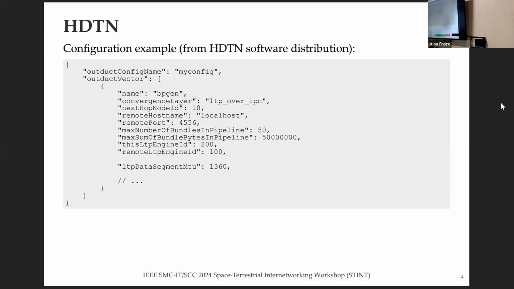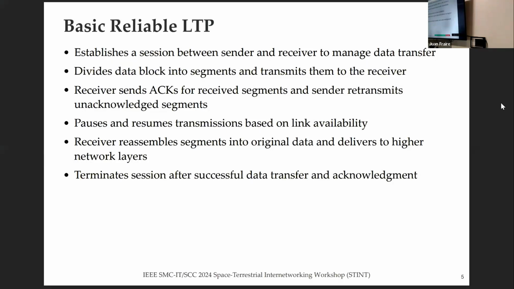HDTN is very similar. There is a parameter, the LTP data segment MTU, which pretty much does the same. So when we start the software, the convergence layer adapter reads this parameter and configures the object to use that particular size for pretty much the entire lifetime of the HDTN process that is handling the LTP communication.